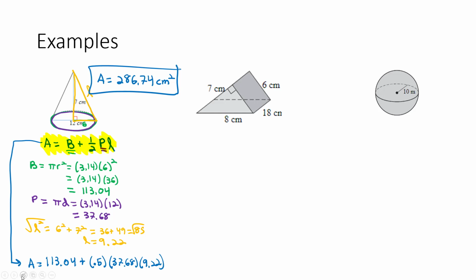Similarly, the second shape here we have is a prism. And a prism we know is 2B plus Ph. B is the area of the base. The base is a triangle. So the area of the base is the triangle formula, 1/2 times the base times the height. The base and the height have to meet at a right angle. So those are going to be 7 and 6. So the area of the base is going to be 21 centimeters squared.